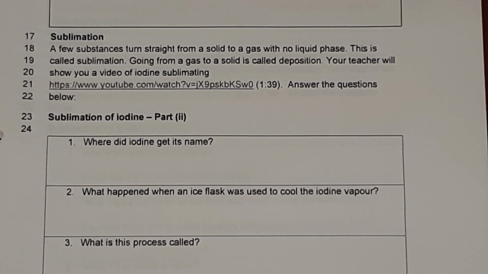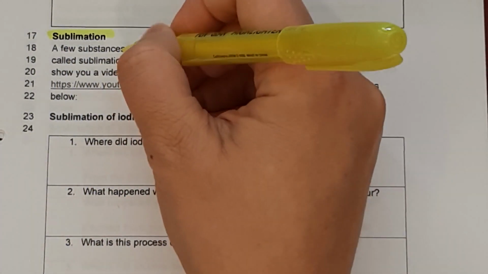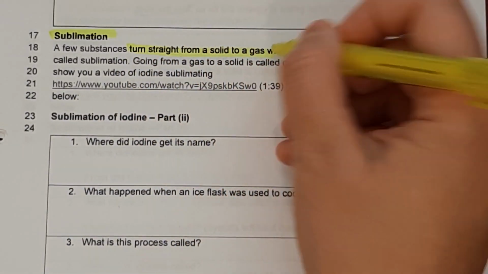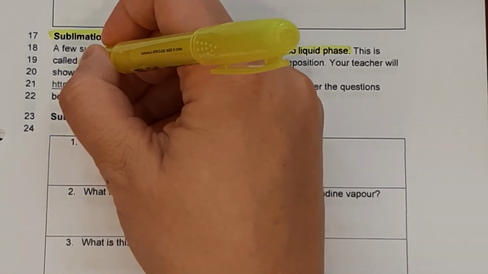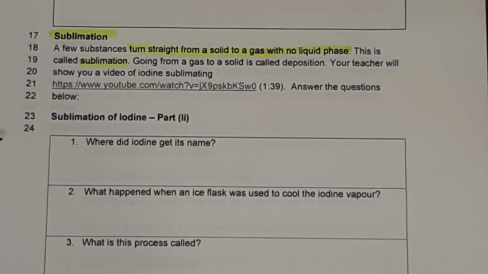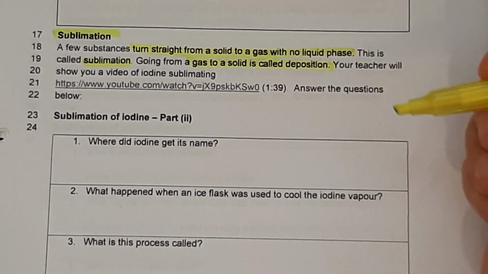Sublimation. There are a few substances that turn straight from a solid to a gas with no liquid phase. This is called sublimation. So sublimation is turning from a solid to a gas without passing through the liquid phase. Going from a gas to a solid is called deposition.